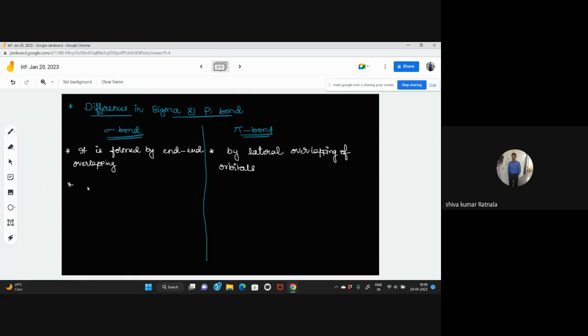Sigma bond is what? It is a strong bond, right? And pi bond is what? Relatively weaker bond, sir. Pi bond is relatively weaker.